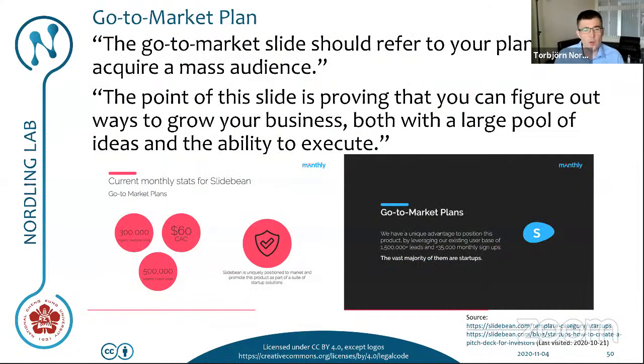Then the go-to-market plan. So the go-to-market slide should refer to your plans to acquire a mass audience. And the point of this slide is proving that you can figure out ways to grow your business, both with a large pool of ideas and the ability to execute. Now, depending on at what stage your business is, this will of course look different. If you are in a very early stage, then this will be completely hypothetical.